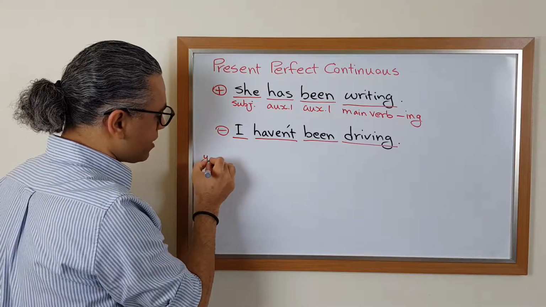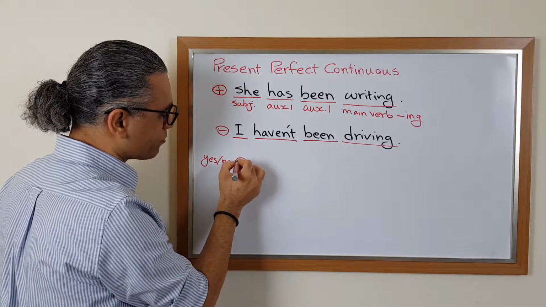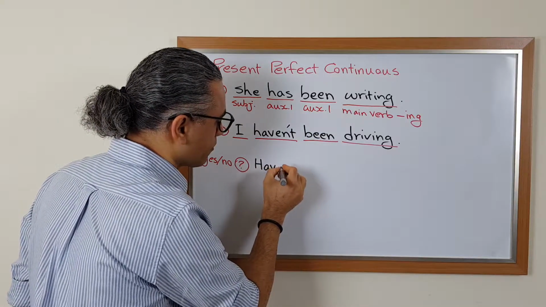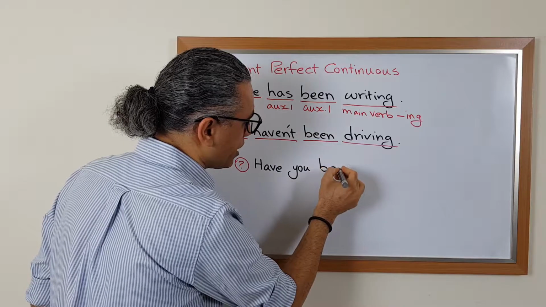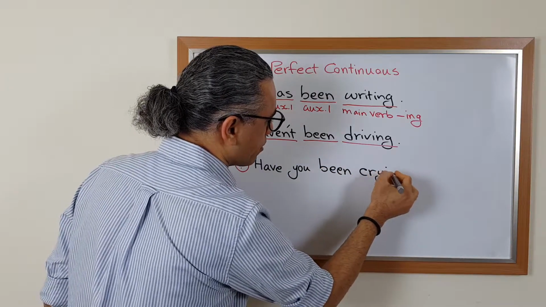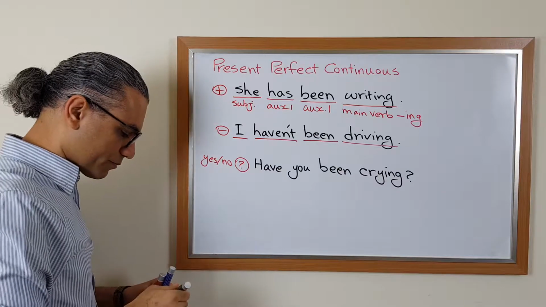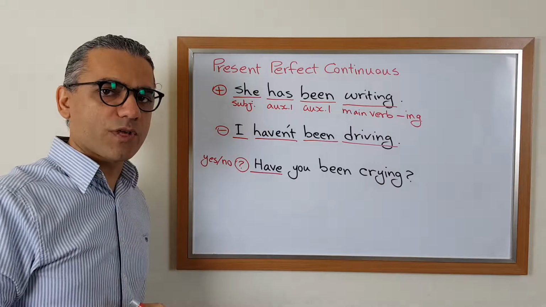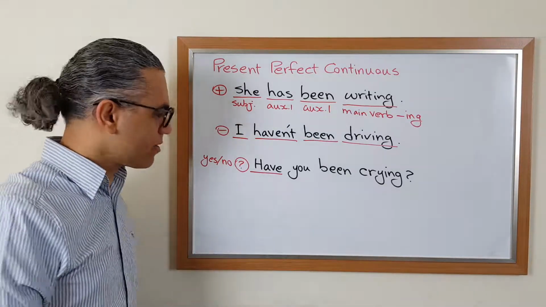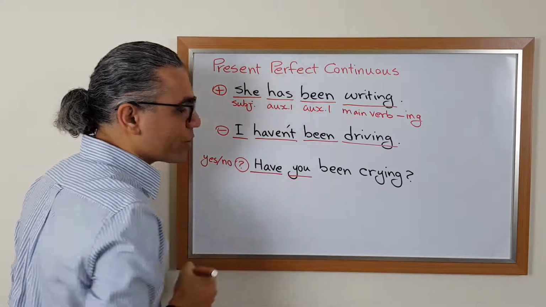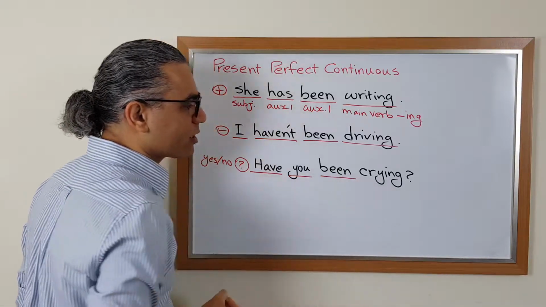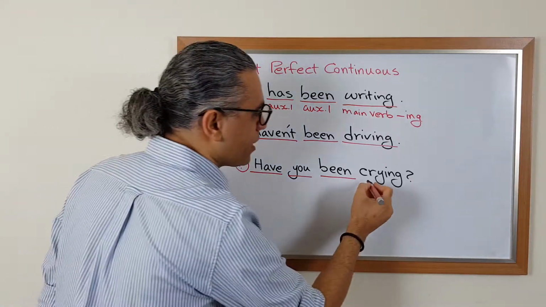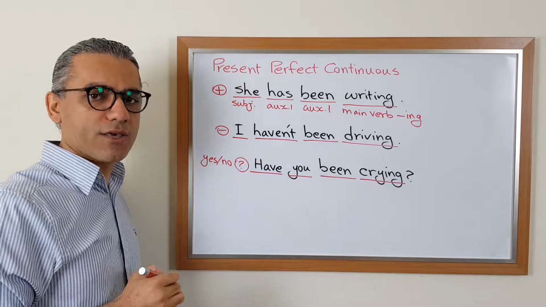And a yes or no question. We say, have you been crying? In a yes or no question, we start the sentence with our first auxiliary verb, which is have or has. Have you, and after that, we use our subject. After the subject is our next auxiliary verb, been, which again never changes. And in the end, we have the main verb in ing form.